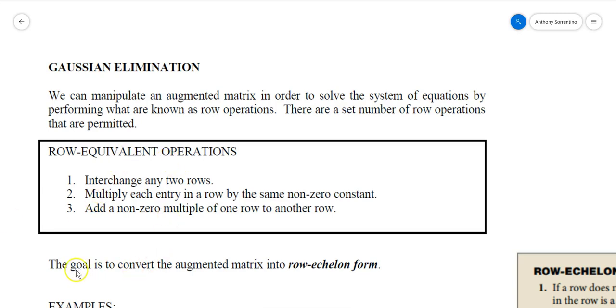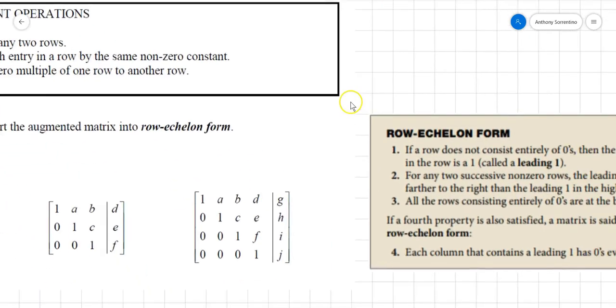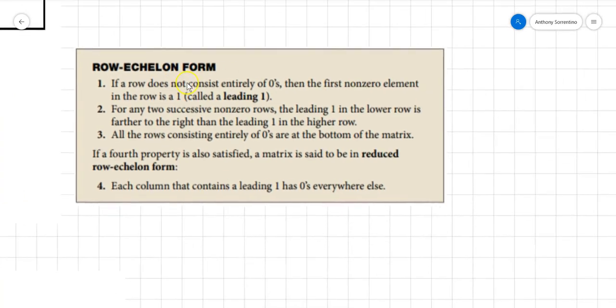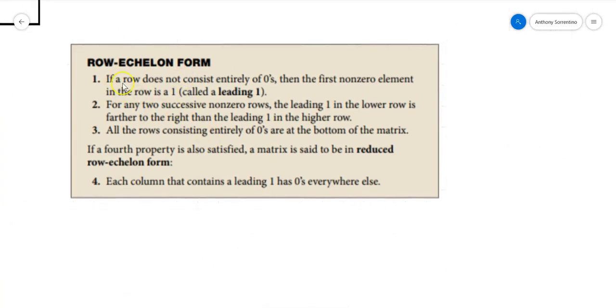With Gaussian elimination, my goal is to convert the augmented matrix into row echelon form. In row echelon form, this is the verbal description. If a row does not consist entirely of zeros, then the first non-zero element in the row is a 1, called a leading 1. For any two consecutive non-zero rows, the leading 1 in the lower row is farther to the right than the leading 1 in the higher row. All the rows consisting entirely of zeros are at the bottom of the matrix. If a fourth property is also satisfied, a matrix is said to be in reduced row echelon form, and we'll talk about what that is.